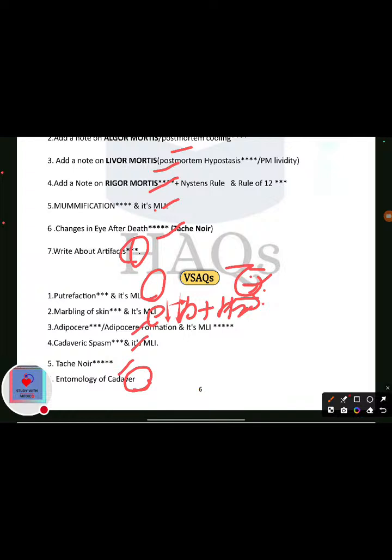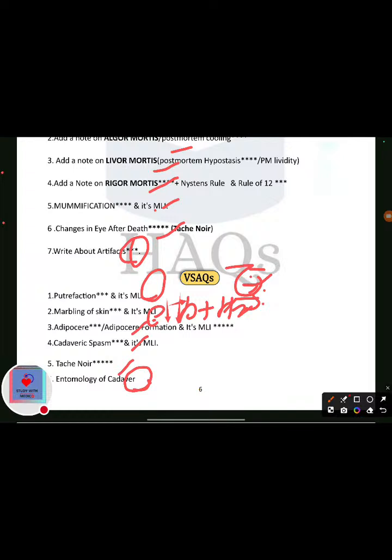So putrefaction is the disintegration of the body by bacteria, by bacterial enzymes, by bacterial action. Color changes, formation of gases, liquefaction of tissues. Medico-legal importance: mostly Clostridium welchii and other bacteria, Streptococcus, Staphylococcus, diphtheroids, and Proteus produce the enzyme lecithinase, which breaks the cell walls of RBCs and other cells and leads to putrefaction.